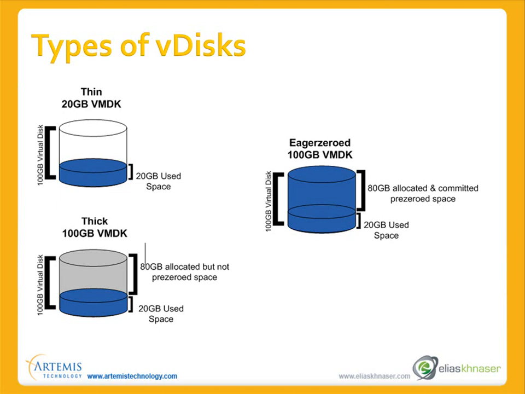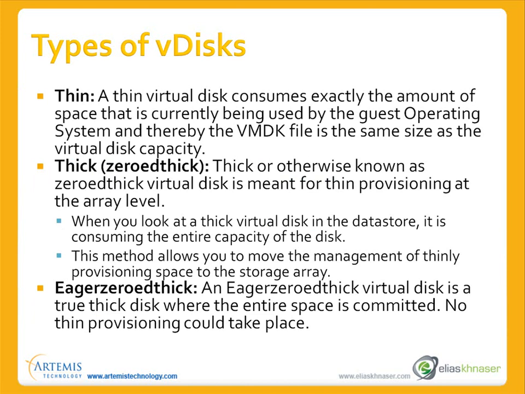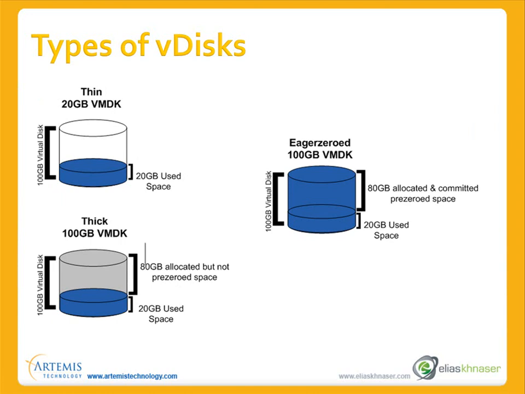Now the difference, if you look to the right here, with the eager zero thick, let's go back to the definition. What eager zero thick will do is it will take the entire VMDK and zero out everything, the free space and the used space. So as far as the array is concerned, all the bytes on this disk are being used. So the array wouldn't be able to tell at that point if there's any free space available, and you wouldn't be able to do any type of thin provisioning either at the ESX vSphere level or at the array level. With eager zero thick, the entire VMDK is treated as being used as full.